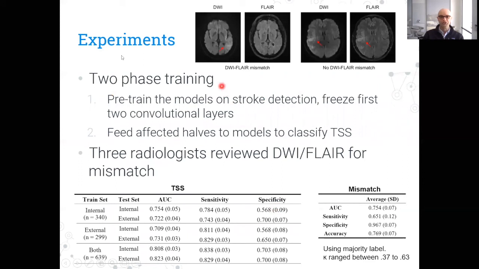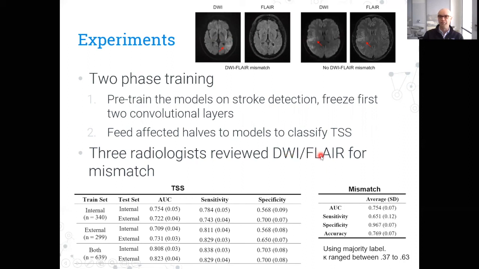We train this model in two phases. In the first phase, we just do stroke detection. This is pre-training in which we feed in halves of the brain, affected and unaffected, and we train the model to detect stroke-affected halves of the brain. We then freeze the first two convolutional layers, and we feed in only affected halves to classify times in stroke. We also had 3 radiologists review the images for DWI FLAIR mismatch.